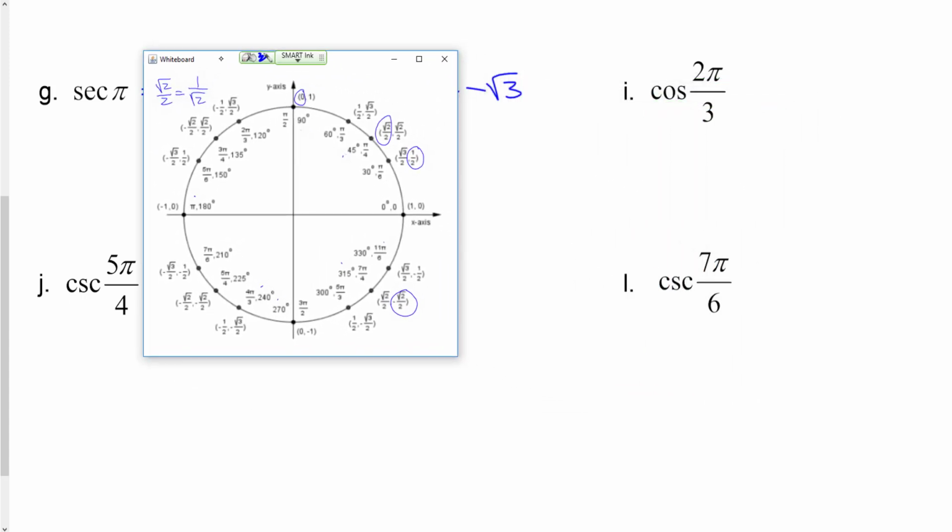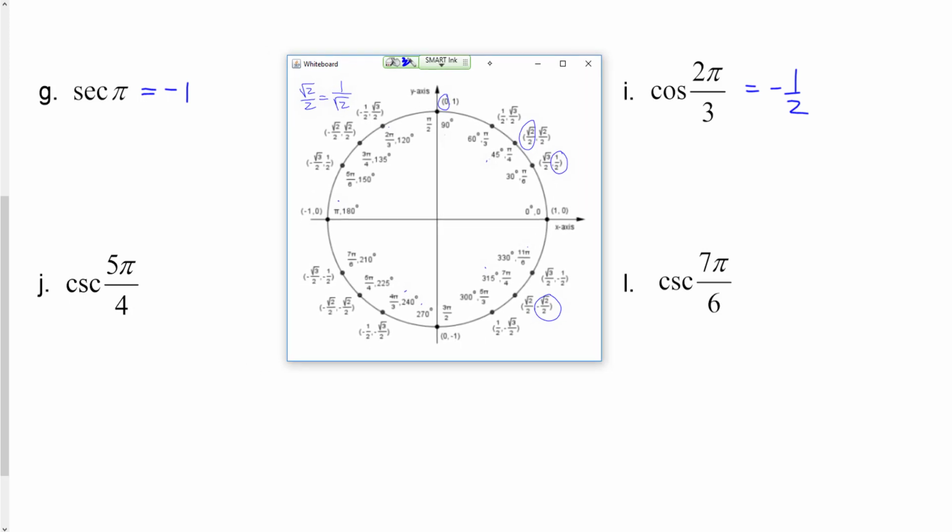Cosine 2 pi over 3. 2 pi over 3 is there. Cosine is the x-coordinate, so -1/2. Cosecant 5 pi over 4. Here's 5 pi over 4. Cosecant is related to sine, so it's going to be the inverse of this number, so -√2 for reasons that I mentioned earlier.